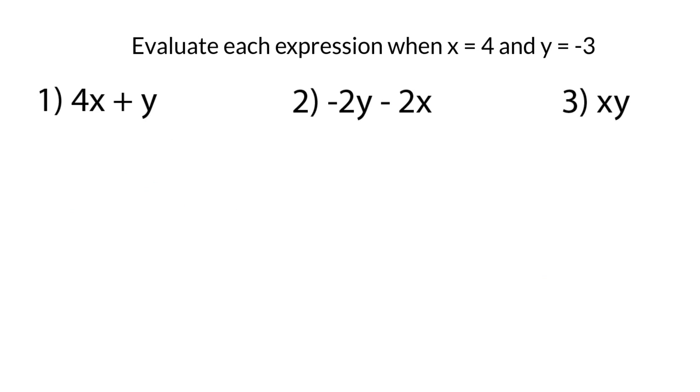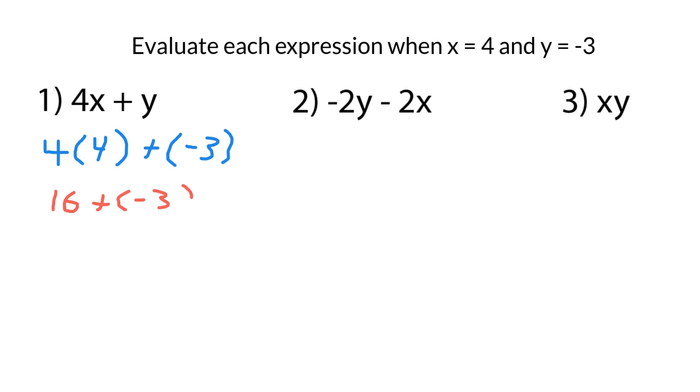At this point, I'd like you to pause the tutorial and try these 3 questions on your own. So for number 1, I'm going to rewrite it and replace the x with 4, and I'm going to replace the y with -3. And again, I'm going to put in brackets to separate the signs. 4 times 4 is 16, plus -3. 16 plus -3 makes 13.